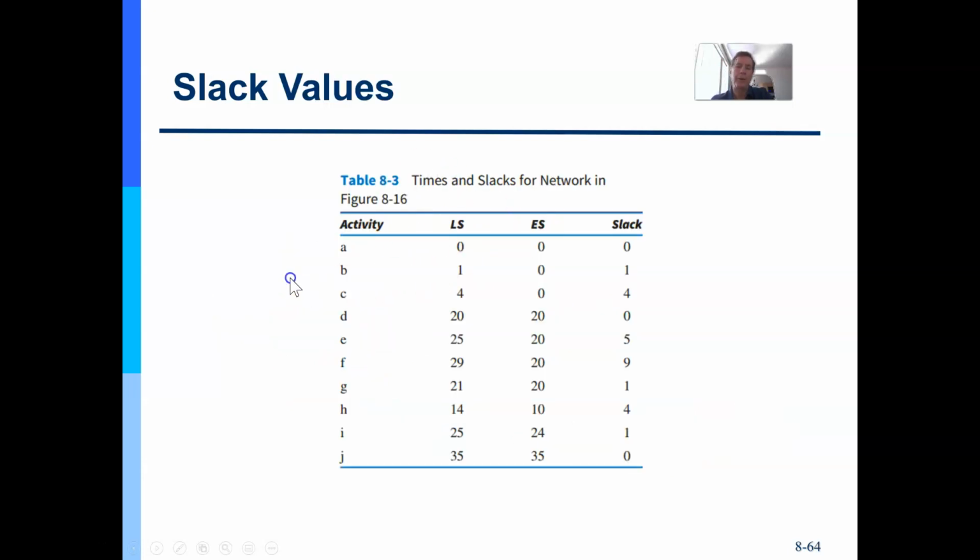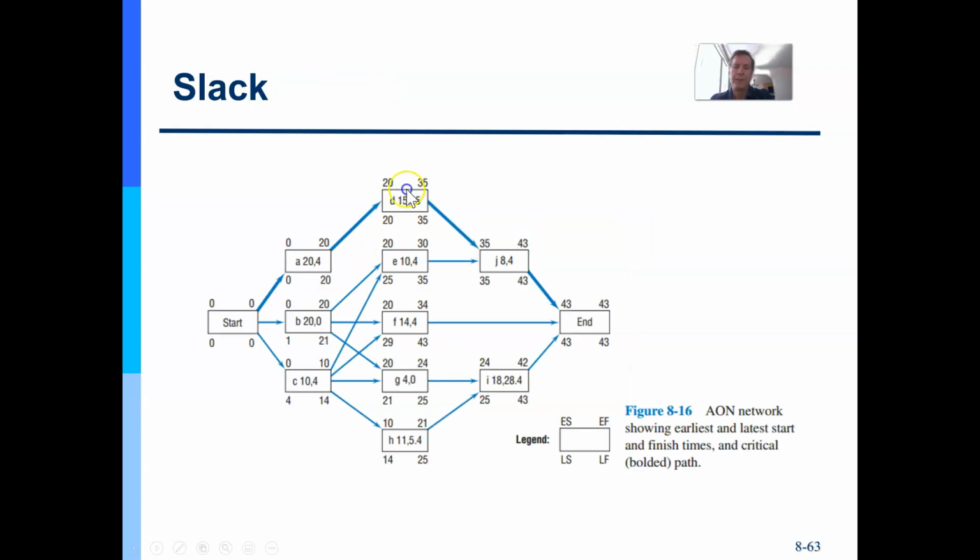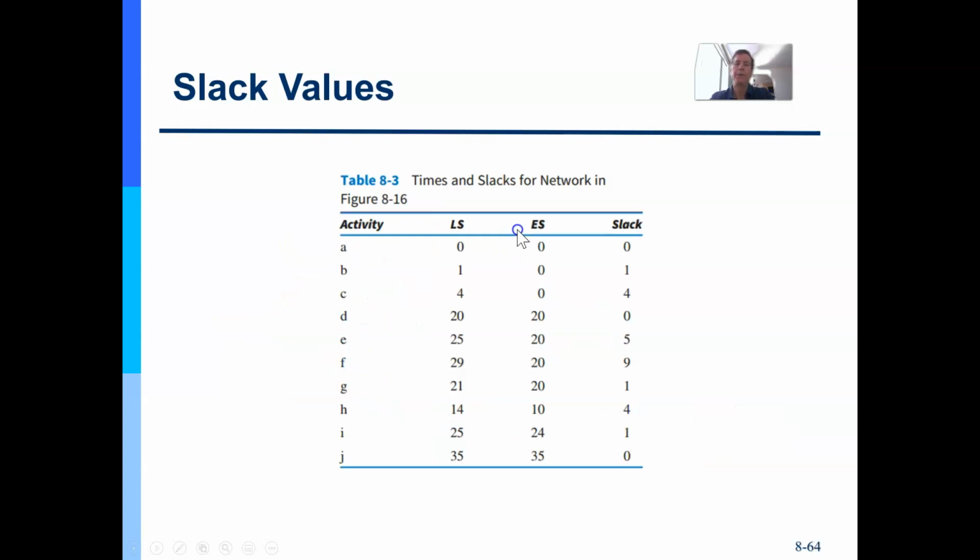Here they put it in a table format. I don't really use the table format. The book does describe it well. That's up to you. I would rather just figure out the slack by putting a number right here at the bottom of each activity. When I subtract either these two or these two, if it's 0, then I'm on my critical path.